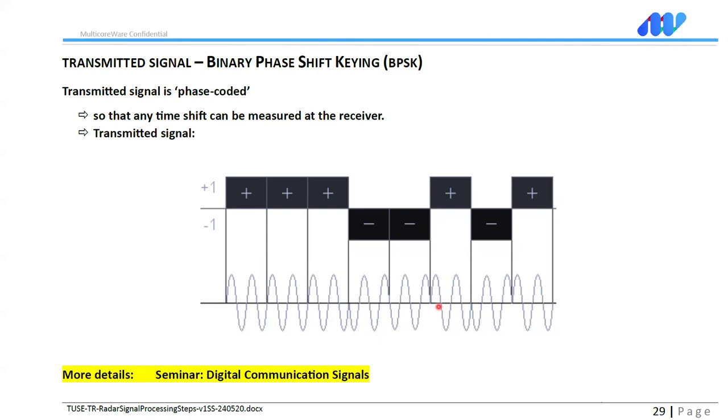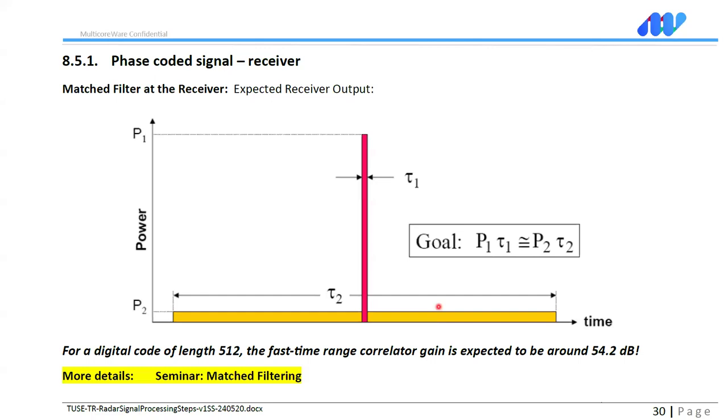Again, we will support this presentation with other presentations where we analyze the match filter and also convolution, what convolution means. But for here, we don't need that much. The whole idea is, as you see from this figure, the orange is the transmitted signal, and the red is the expected output of the range correlator.